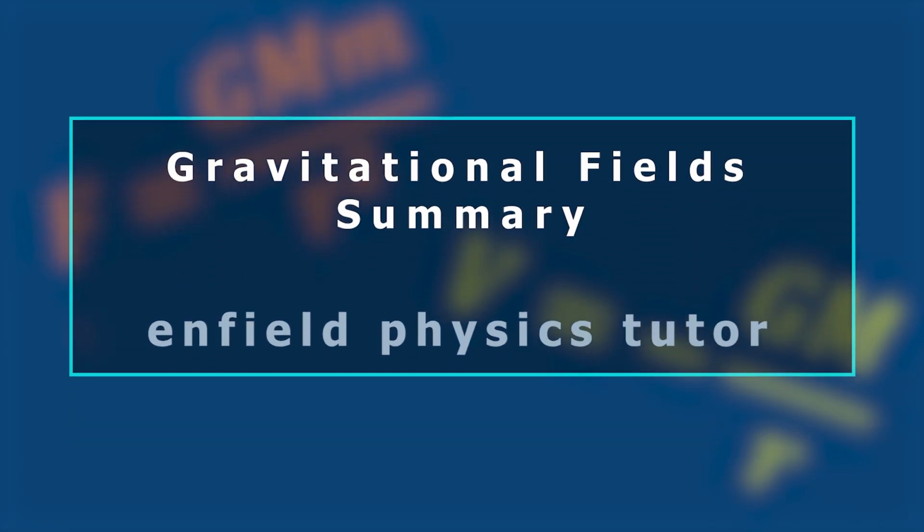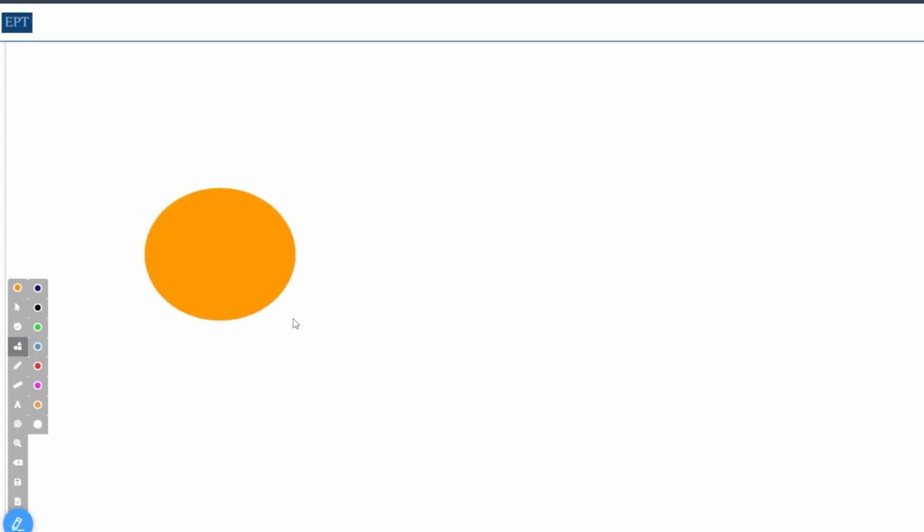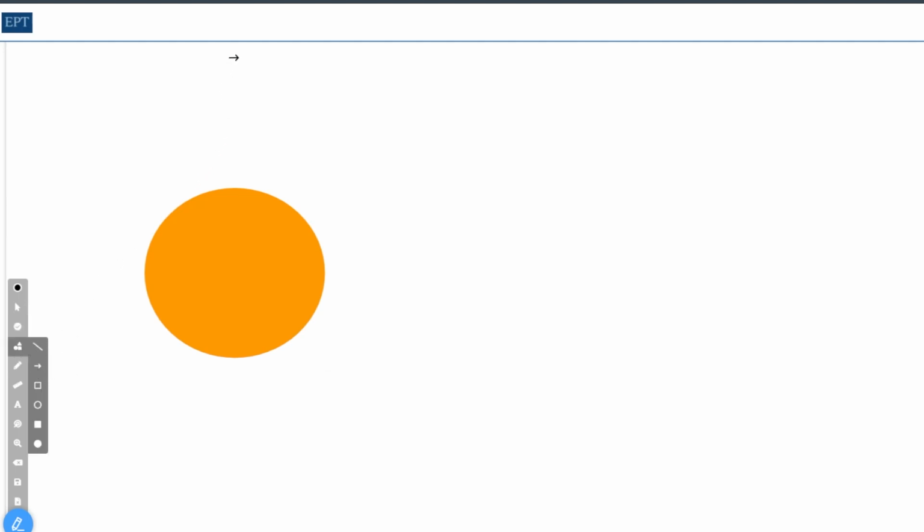Today we're going to take a brief look at the four formulas in the gravitational fields topic. A gravitational field is simply a volume of space around a star where there is the potential for there to be a force, provided we have two masses. These field lines show the direction of that force, which is towards the centre of mass of the object. Because our object is a sphere, this means that the field is radial in nature.